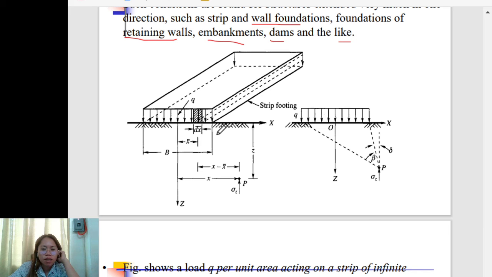We have here, from here, this is the strip footing. Then we are to analyze this point here. So it can become this. What is the stress at point P? No? You have here the strip stress Q. Then what is the change in stress at point P?